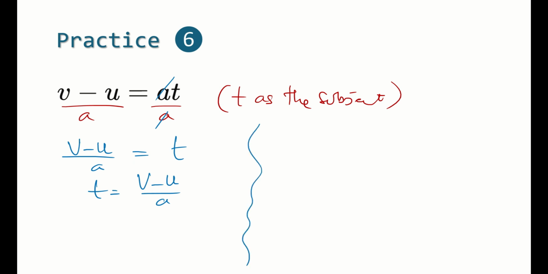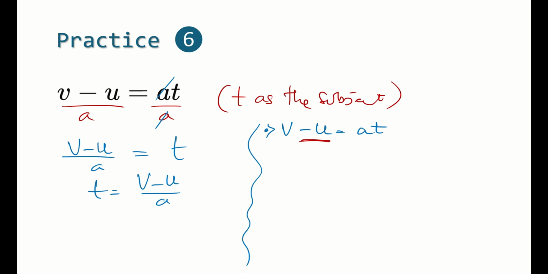So now T is the subject. But what if I want U as the subject? U. So how to let U be the subject? I want to write it again, yeah. V minus U equals AT. Okay, and then U as the subject. How are we going to do that? If you look at this, U is negative, right?